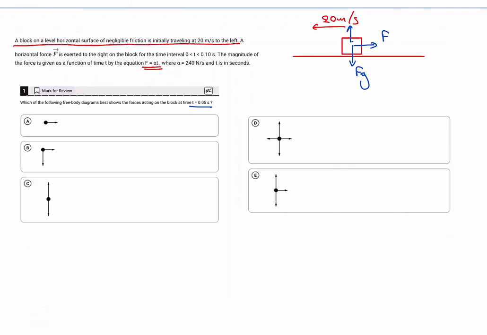Since there is a horizontal surface, there will be a force from the floor. This is a normal force. And now there is no other applied force. There is no friction, so the best diagram is E.